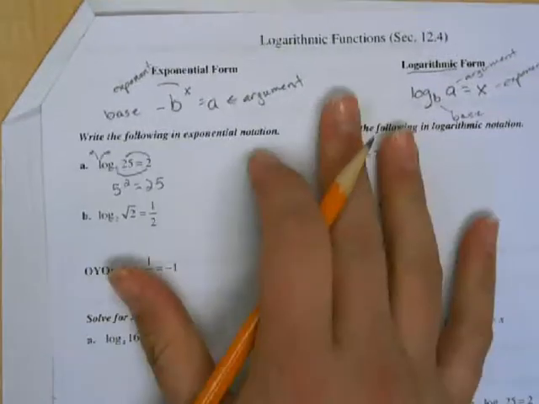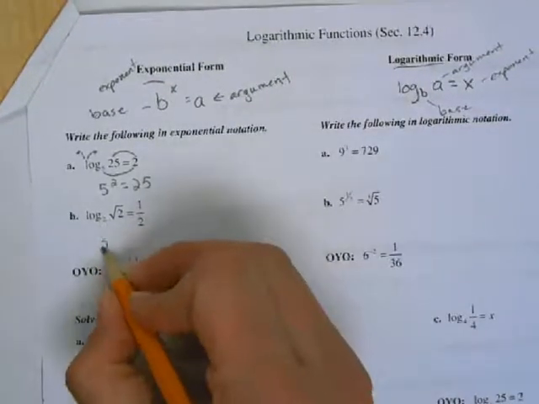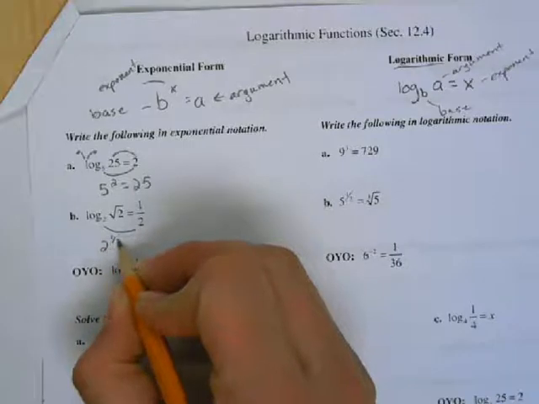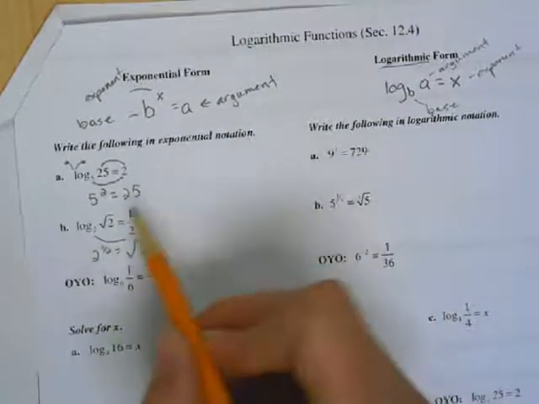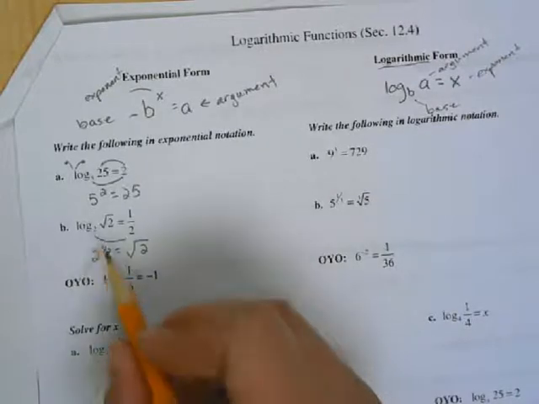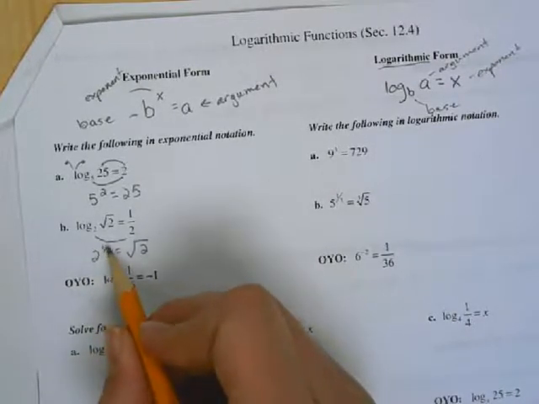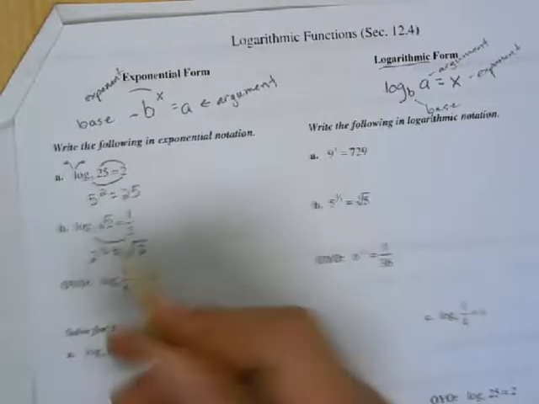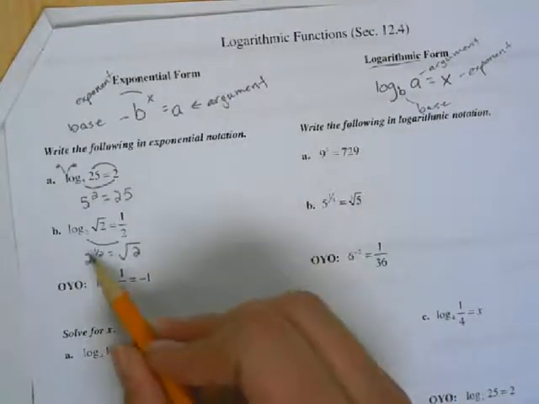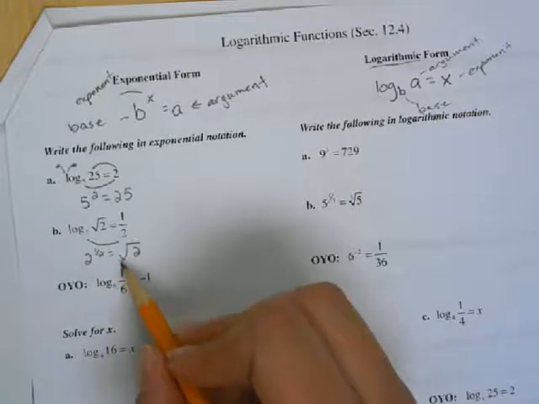Okay, so same thing here. 2 raised to the 1/2 power is equal to the square root of 2. If you remember back to our exponential units, that is very true. If I have a 1/2, that means square root. If I had a 1/3, that means cubed root. That's what those things mean. So 2 to the 1/2 is the same thing as the square root of 2, and that is very true.